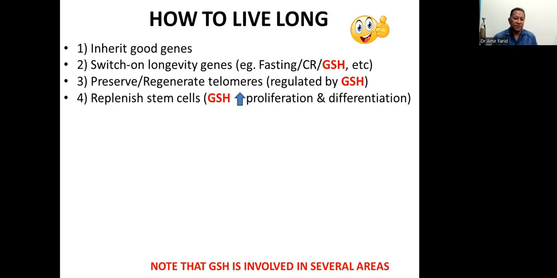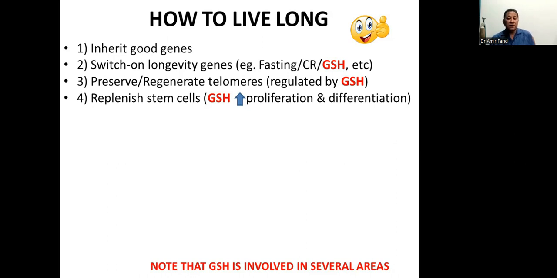Number four, then you have to find ways to replenish your stem cells. You must know that from the time that we are born, the number of stem cells starts coming down. By the time you're 15 years old, you only have about 10% of your stem cells left. That's the first part of aging.